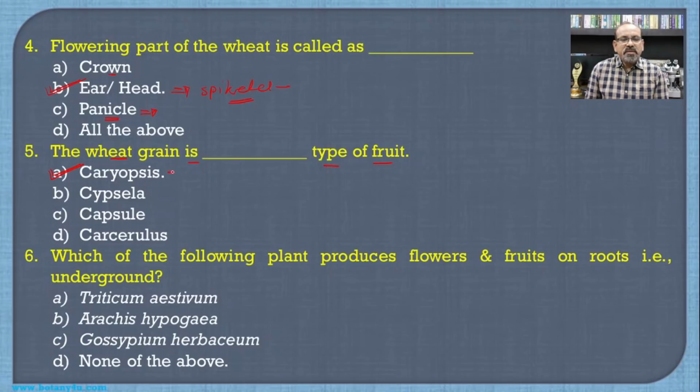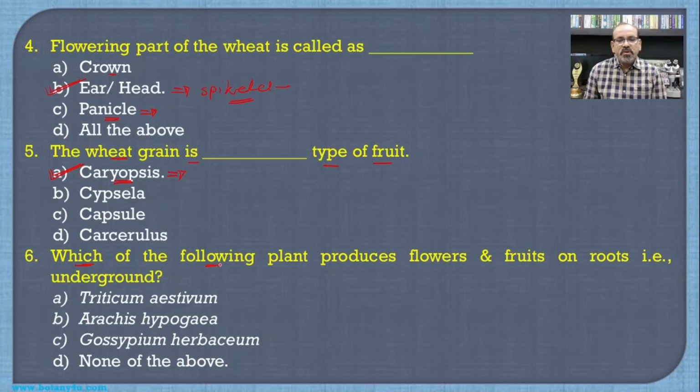The caryopsis is a dry indehiscent fruit which develops from a monocarpellary superior ovary, in which the pericarp, that is the wall of the fruit, and the testa, that is the wall of the seed, fuse together, and hence such a type of fruit is known as the caryopsis.